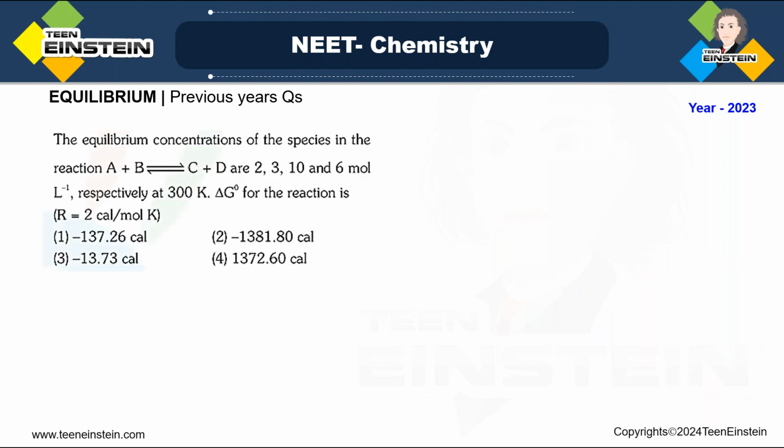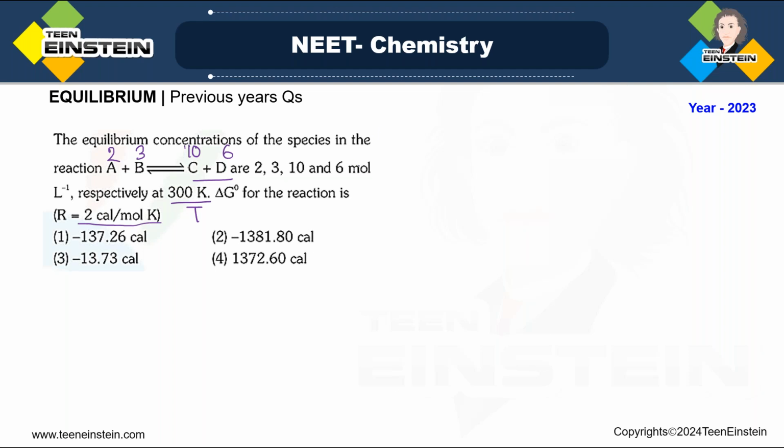The equilibrium concentrations of the species in the reaction A plus B reacting and producing C plus D are given as 2, 3, 10 and 6 for A, B, C, D respectively. The temperature is 300 Kelvin. You have to find the del G naught value for the reaction, and remember to look at the unit. R is given in terms of calorie per mole Kelvin, because the final answer for del G is also in calorie. Normally we do it in terms of joule, but here it is in terms of calorie.